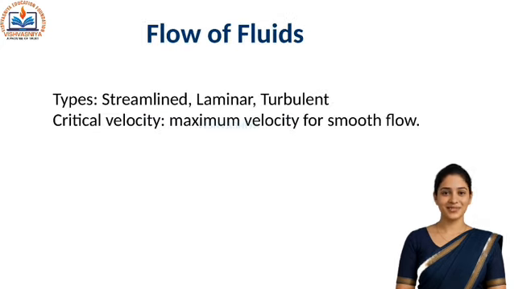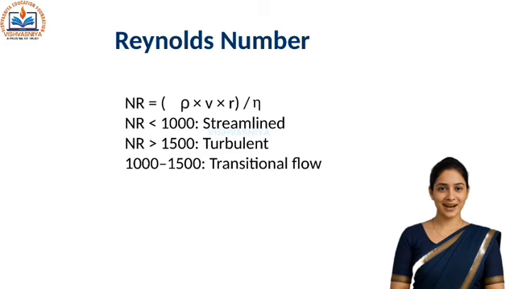Fluids can flow in 3 ways: streamlined, laminar, turbulent. And every fluid has a critical velocity beyond which it becomes turbulent. Reynolds number helps us identify the type of flow. Less than 1,000, smooth. More than 1,500, turbulent. Between 1,000 and 1,500, transitional flow.